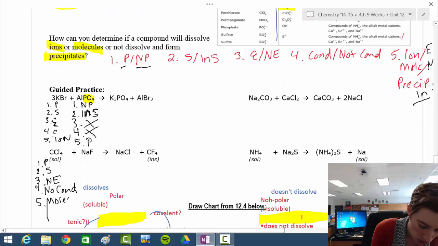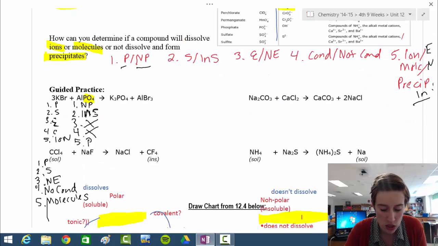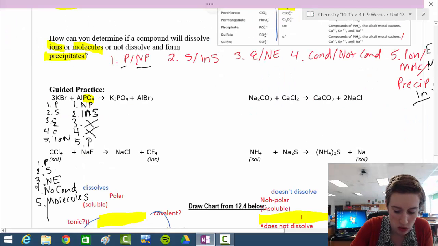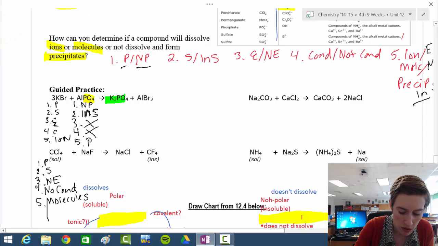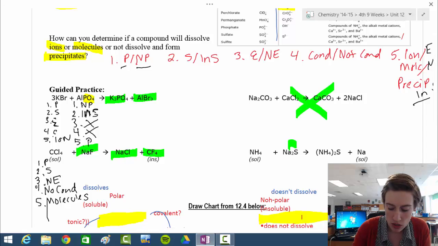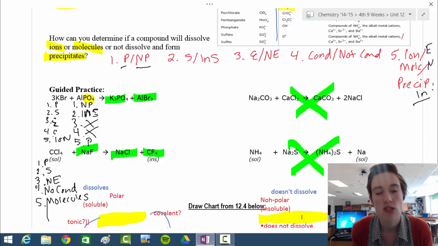Okay, all right, so I want you to go ahead and do, I'm actually going to have you just do these compounds I'm highlighting right here. Don't do the other 2 equations. Okay, so just do the ones I highlighted.